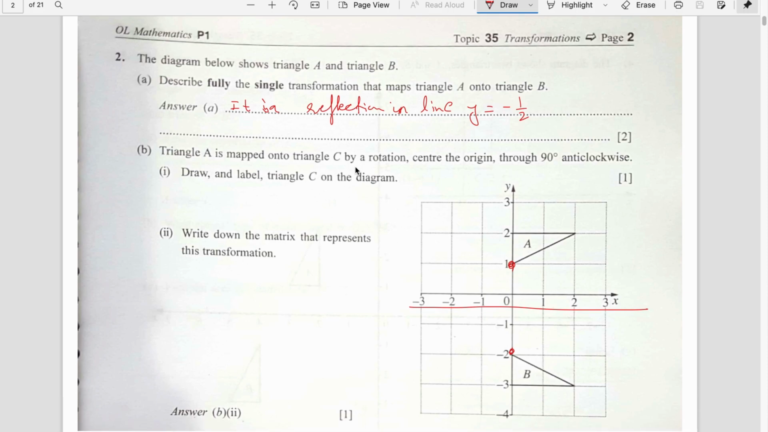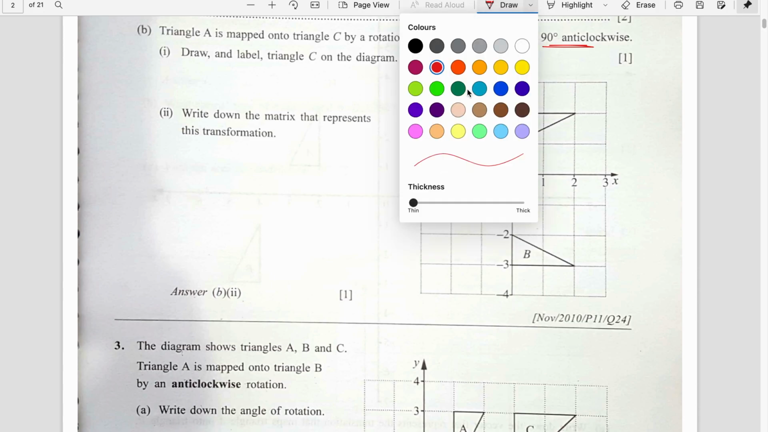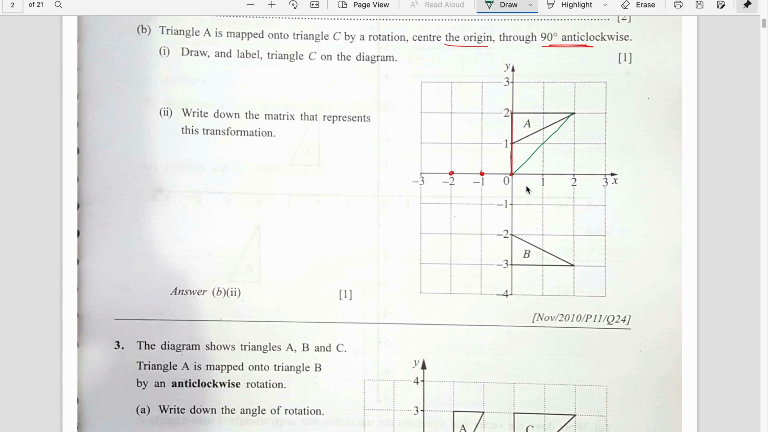Triangle A is mapped onto triangle C by rotation. Center is the origin through 90 degrees anti-clockwise. Okay, we can see A, and the center is the origin, 90 degrees anti-clockwise. So we're moving to the left. So this point when moved to the left by 90 degrees would appear here. Second point would appear on this. And the third one, this point right here, is actually 2 units to the right and 1 unit upward. So it will be 1 unit upward and 2 units left. So this is your resulting triangle from A to C by 90 degrees anti-clockwise rotation about the origin.